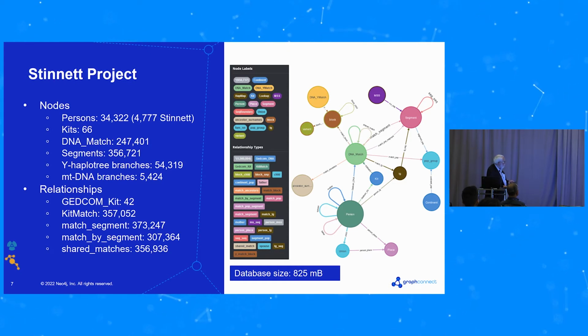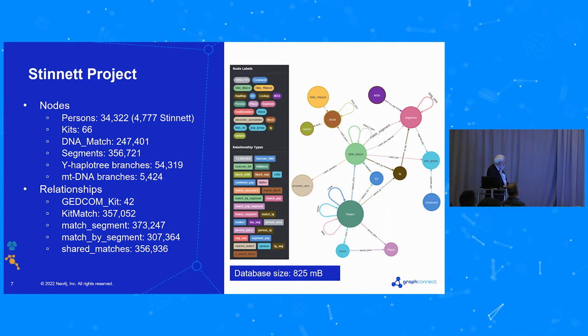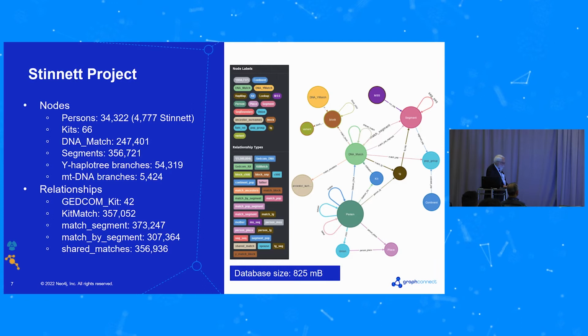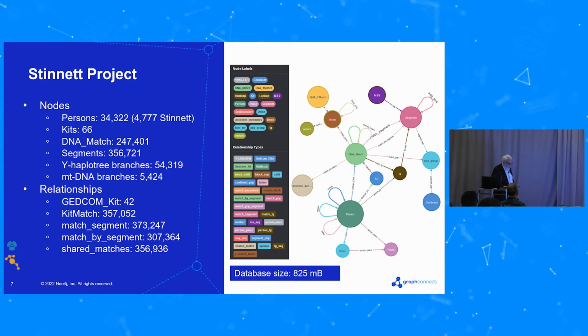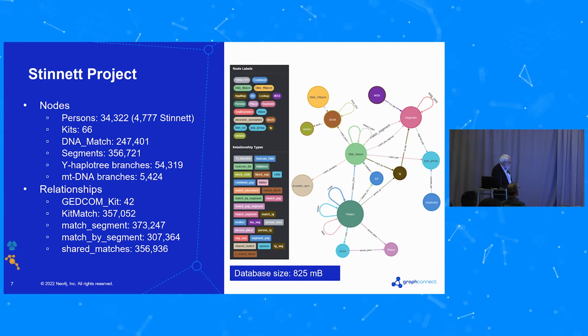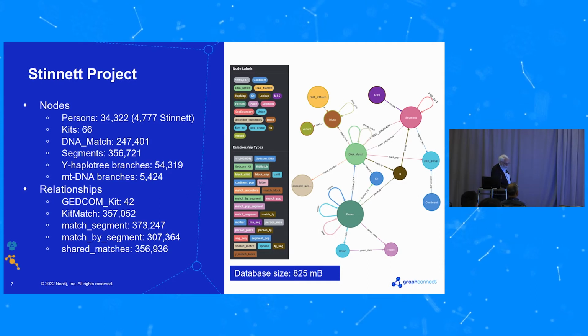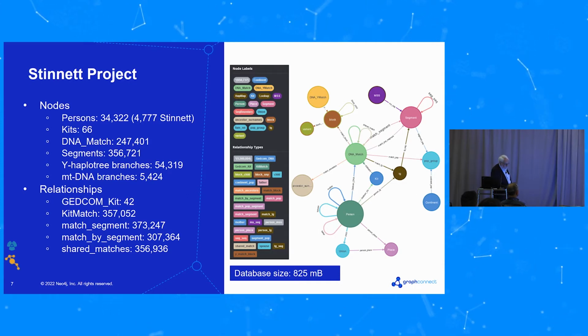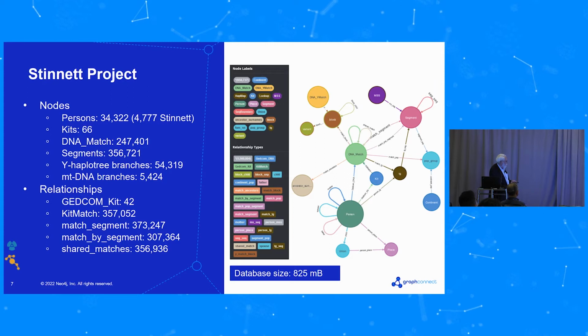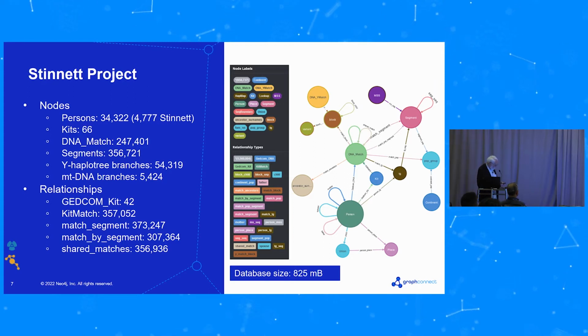We have a lot of segment data, and then we bring in reference data from the haplotrees, which we also use. And then, of course, we establish a whole bunch of relationships here, including these shared matches, which we have two ways of doing that, the match by segment and shared matches. So this is an important number that runs 350,000 or so. All of that results in a database which is 825 megabytes in size, and we'll talk about the schema a little bit later here about how we've put that together.